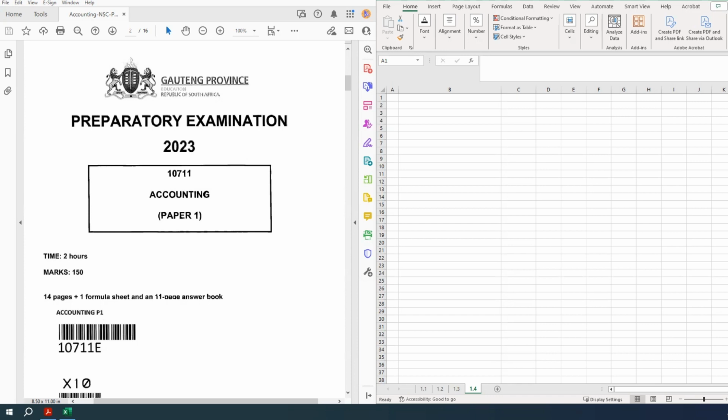I've done 2 other parts to this paper, so if you haven't seen them, please go back and have a look. So today's paper is essentially going to be looking at the statement of financial position.